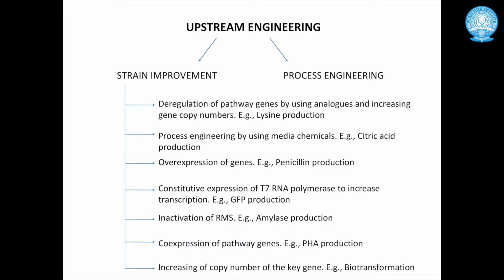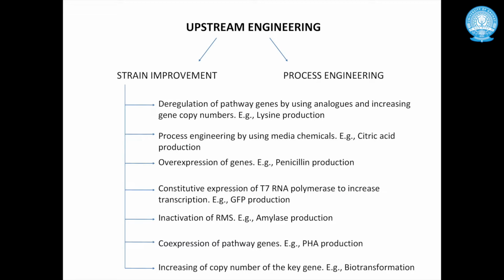strategies of strain improvement, and some of these strain improvement strategies are also bringing about process engineering, and these two are clubbed together. For example, in the case of citric acid production, process engineering itself is bringing about strain improvement. That is, there is no separation between strain improvement and the process engineering in the case of citric acid production. So let us see all these strategies in detail one by one.